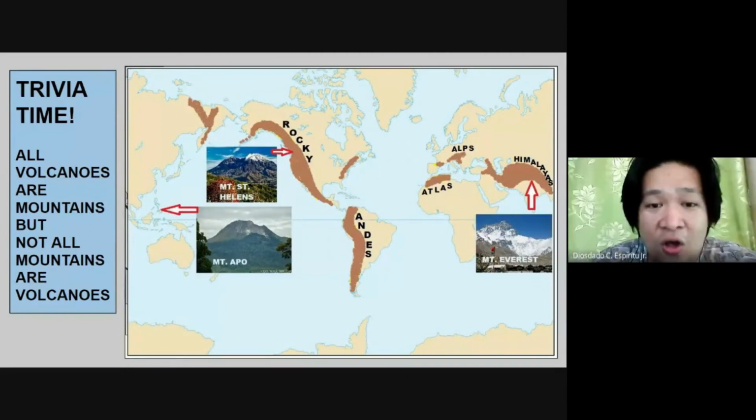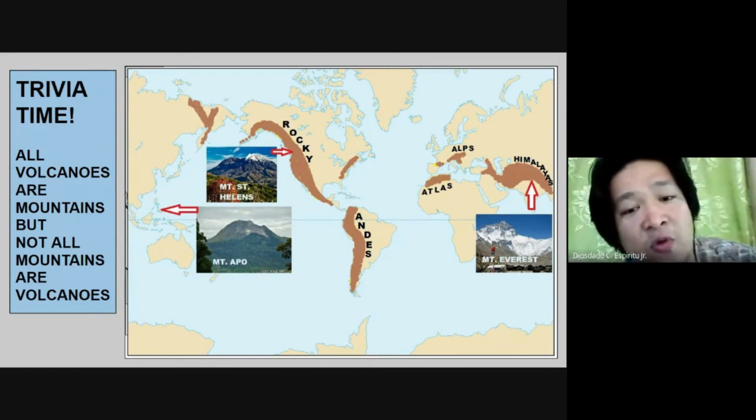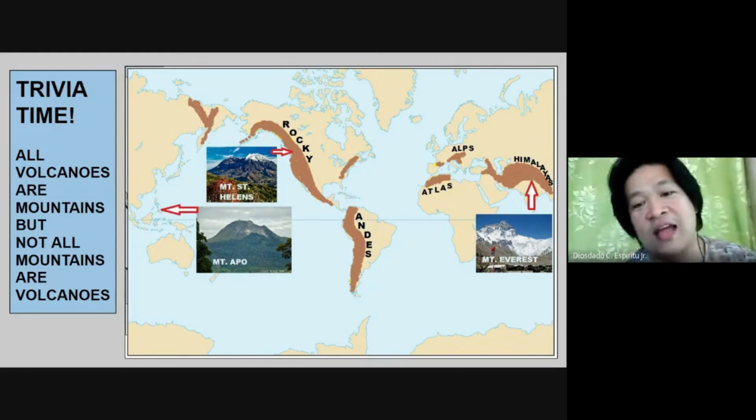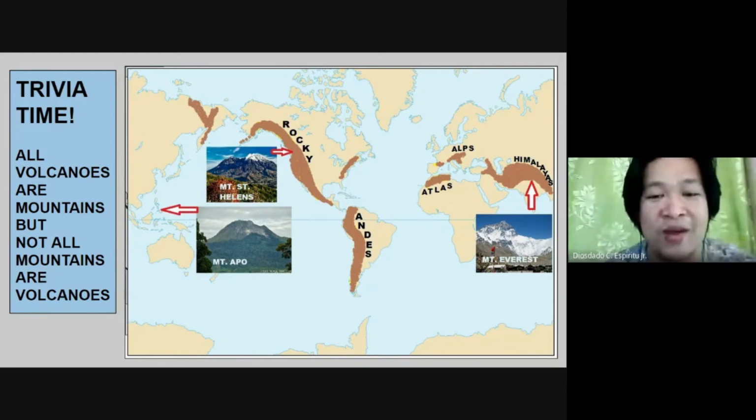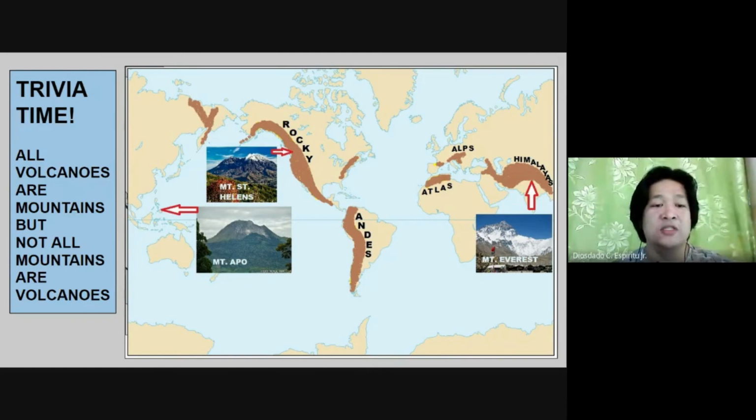So in the Himalayas mountain range, we have the very famous Mount Everest. Of course, you all know Mount Everest, the highest peak. In the Rockies, we have Mount St. Helens, as seen in the movie 2012. Napanood nyo ba yun? Yung sumabog, tapos nagkaroon ng mga parang meteor shower, pero yun ay mga lava flow. So Mount St. Helens is basically a volcano, and at the same time, it is a mountain found in the Rocky Mountain Range. And of course, in the Philippines, we have the famous Mount Apo found in Davao del Sur.